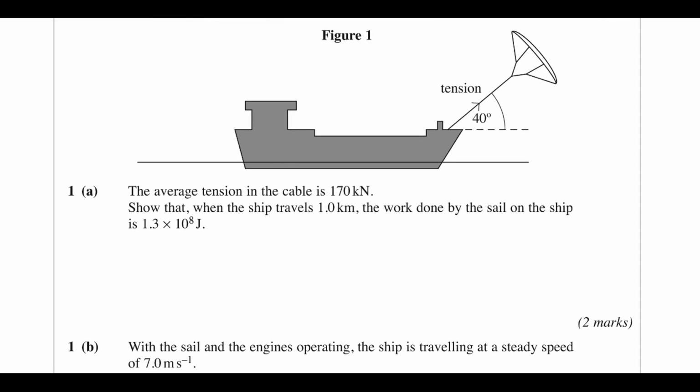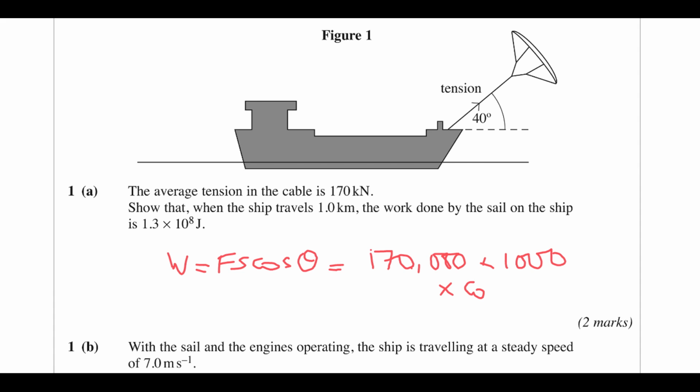So the average tension in the cable is 170 kilonewtons. Show that when the ship travels 1 kilometer, the work done by the sail is 1.3 times 10 to the 8. So the key thing here is work done is force times displacement in the direction of that force. So what we're going to be using is the equation W equals F S cosine theta. So the force is 170,000 because it's in kilonewtons. The displacement is 1,000 and the angle between them is 40 degrees.